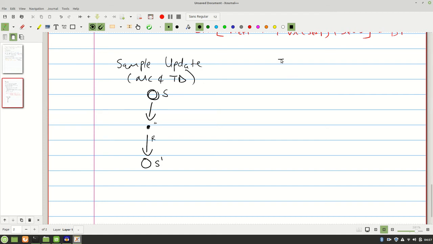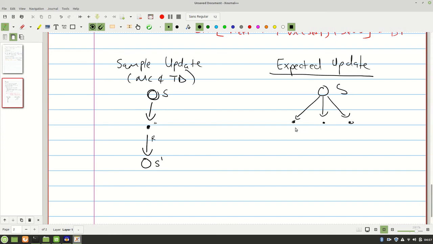But now there's something else that we already talked about in the previous lectures, known as the expected update, and this applies to dynamic programming methods. We have a state S, and then we have a lot of potential candidate actions that we could take. For each of those actions, we might end up in a different state S prime, or another state S double prime, and so on. This goes on for everything else here.